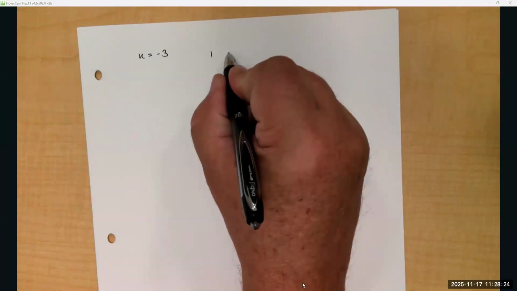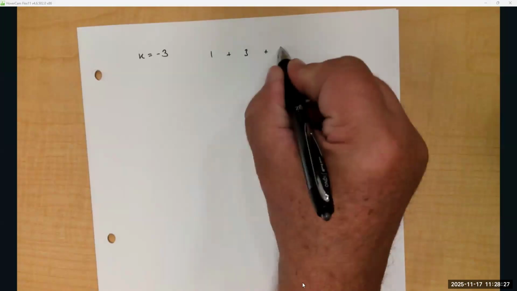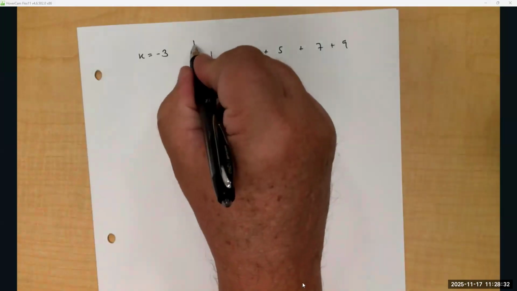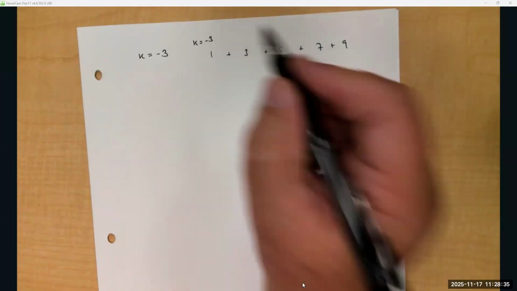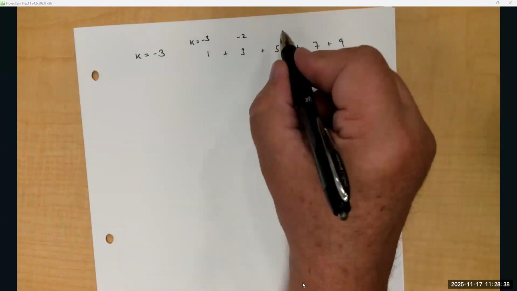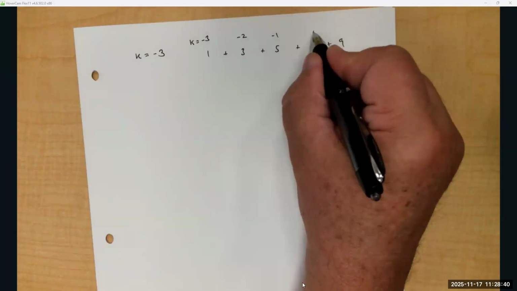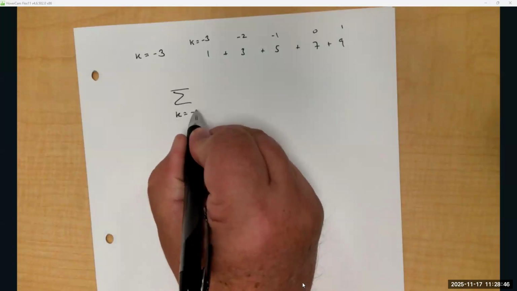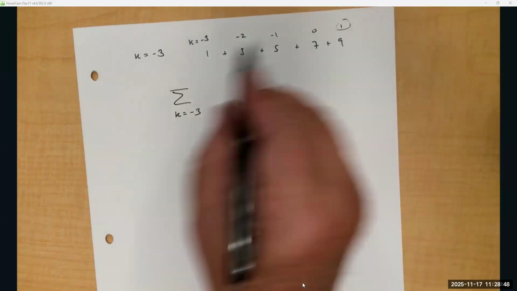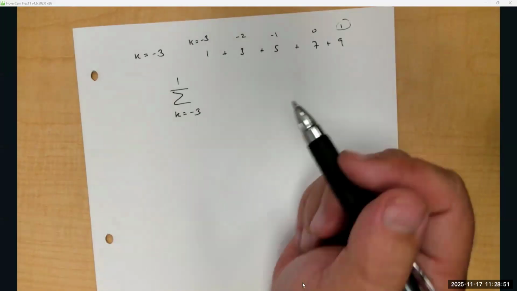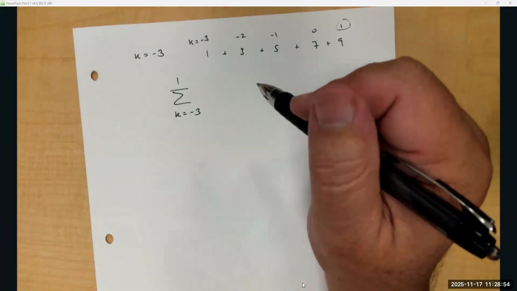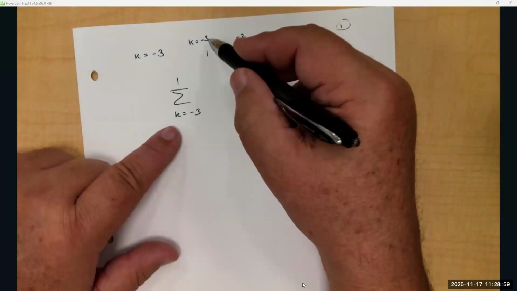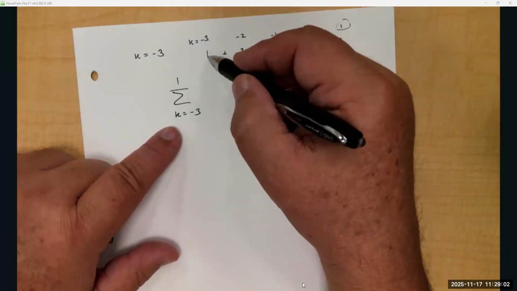We want 1, 3, 5, 7, 9. So this first one, k is negative 3, negative 2, negative 1, 0, and 1. So our summation symbol will start off with negative 3 and go all the way to 1. So when k is negative 3, in the first round, the answer has to be 1.